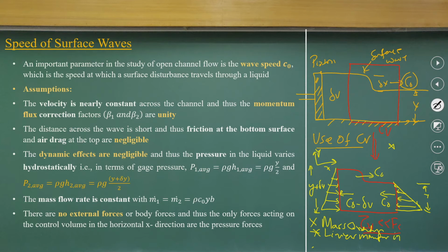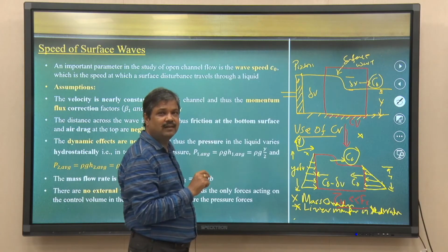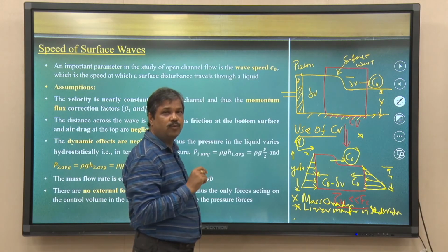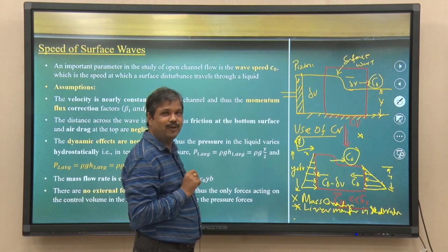I will apply the momentum equation in the x direction, because I do not bother about the y direction, that is not necessary for me. So, I am looking at the x direction momentum equation. From this I can find out the relationship between the speed of the water wave and the flow depth. That is what we are looking at.